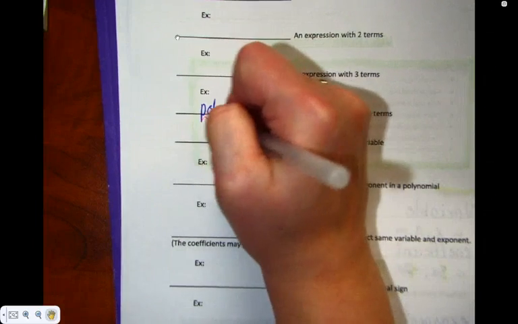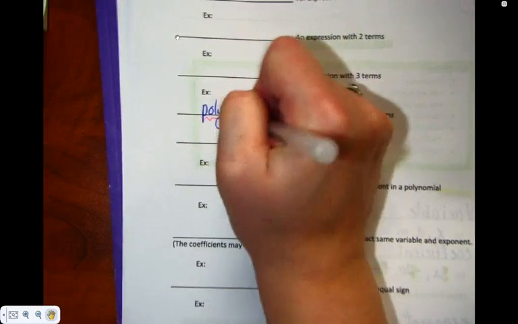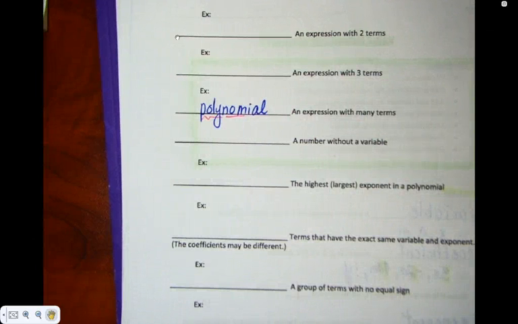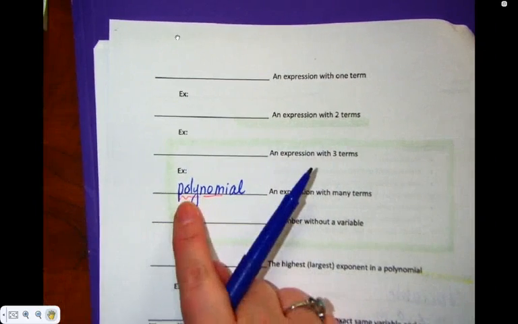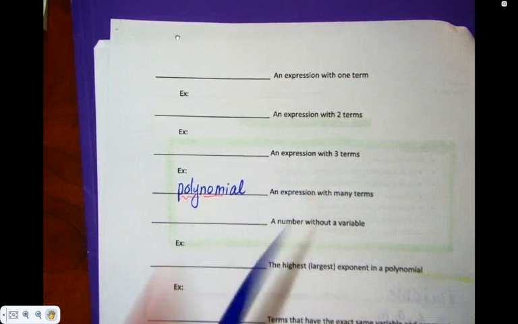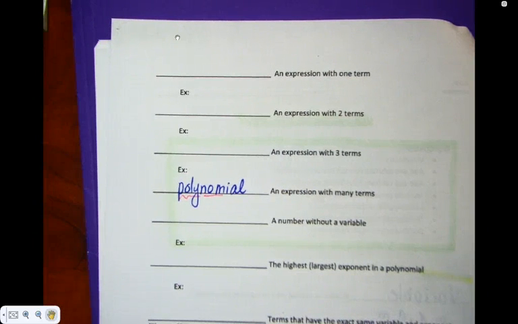So this means many. Gnome is the Latin root for number. Eo is just meaning a noun. So it's just something with many numbers. So that's what this unit is about. It's just different terms. So let's go back now. What do you think an expression with 1 term is? Well, it's not going to have poly in front because poly means many.